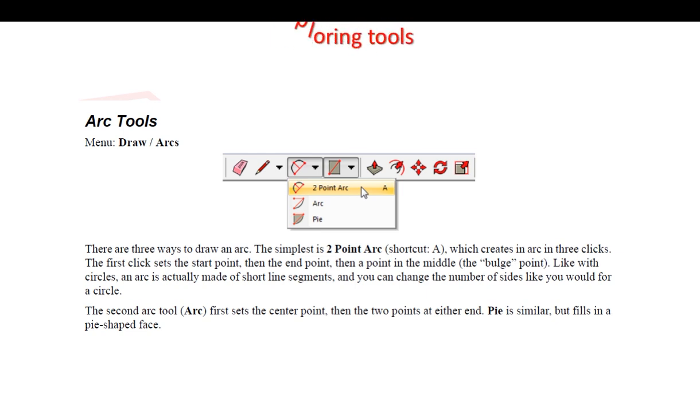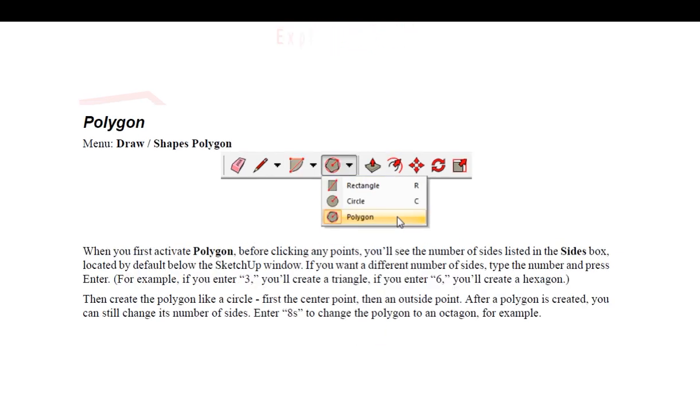The second arc tool is arc. First, sets the center point, then the 2 points at either end. Pie is similar, but fills in a pie-shaped face.